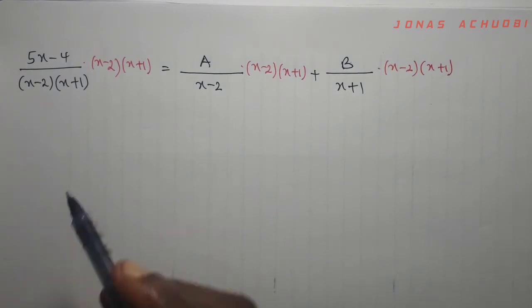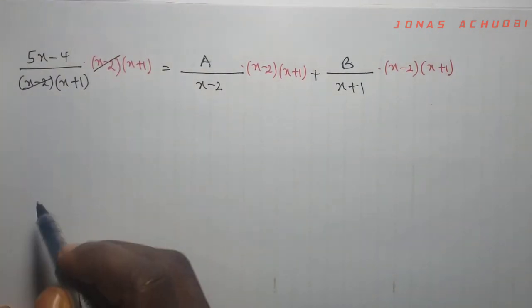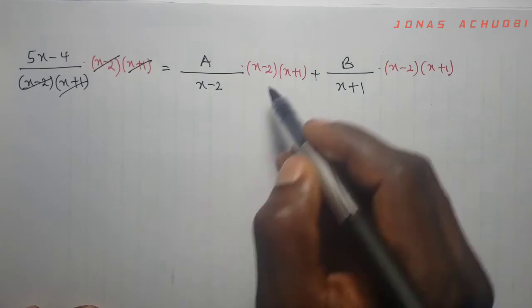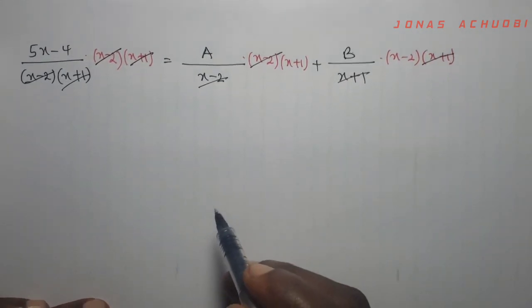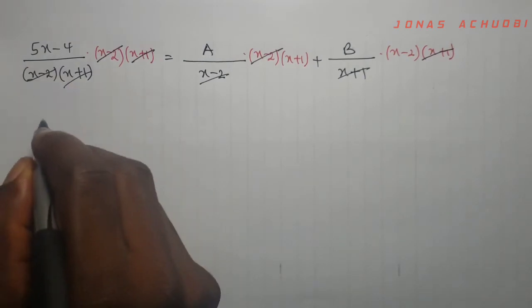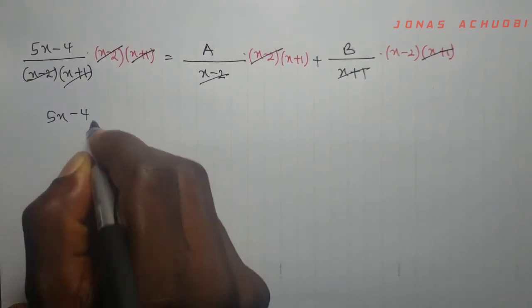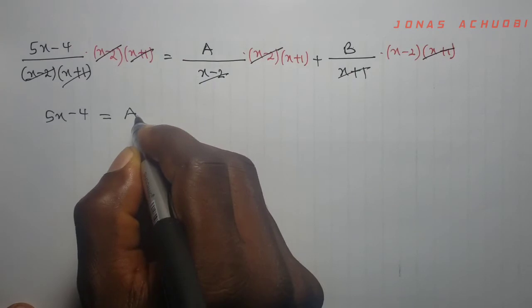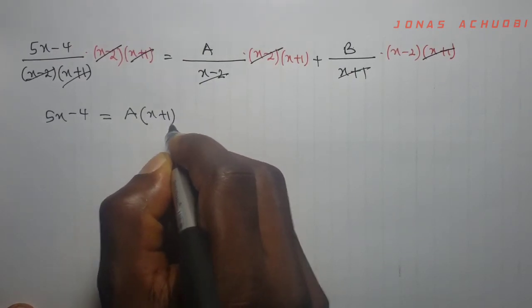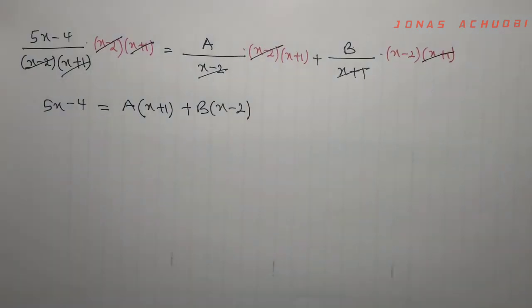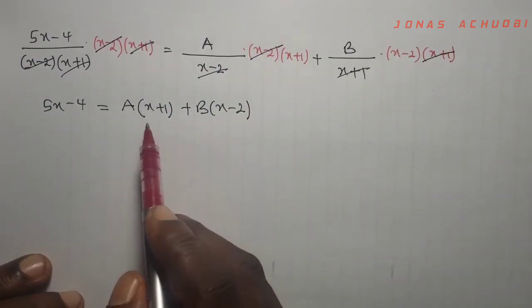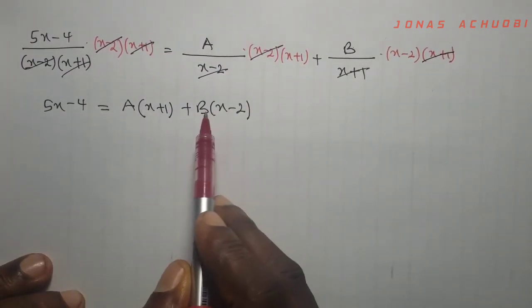If we do that, we'll now see that this factor will cancel this. This one will knock this one off. X minus 2 will knock off x minus 2. X plus 1 knocks off x plus 1. And what is left? We now have 5x minus 4 is equal to A into x plus 1 plus B into x minus 2.